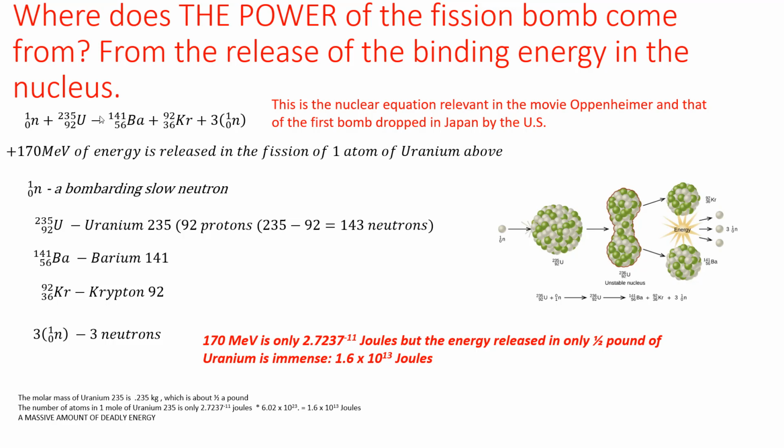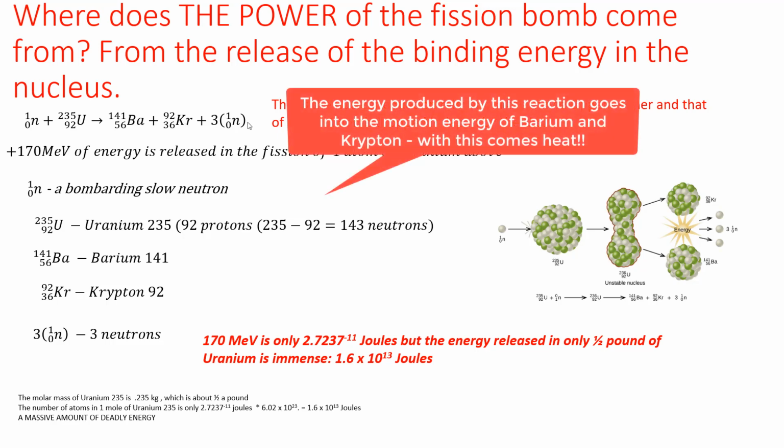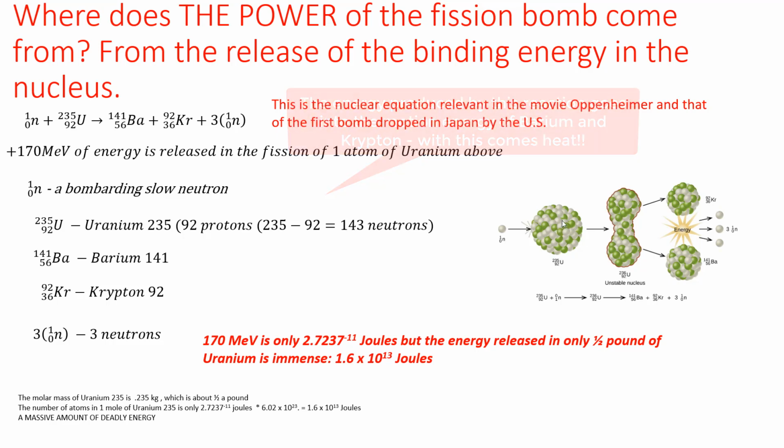And what you get is the end products of barium and krypton and 3 neutrons. There's actually an intermediate step. Upon capturing the neutron, uranium-235 will turn into uranium-236. This bombarding neutron will cause deformity of uranium-235. It will cause it to stretch and vibrate.